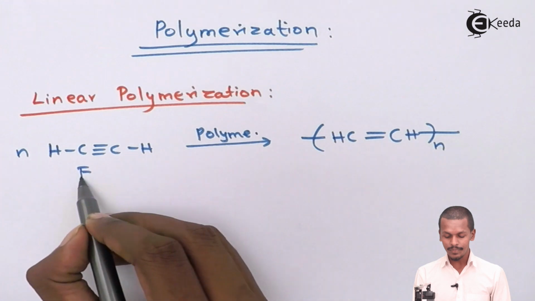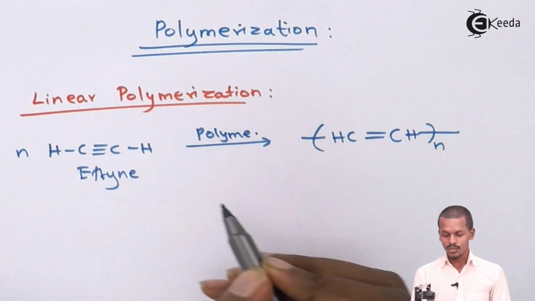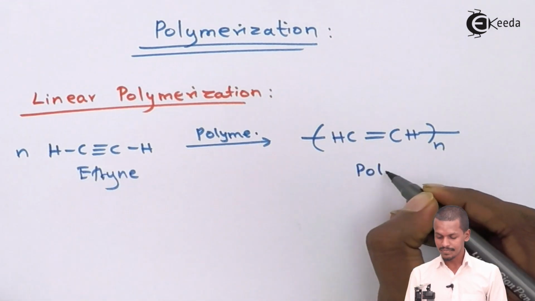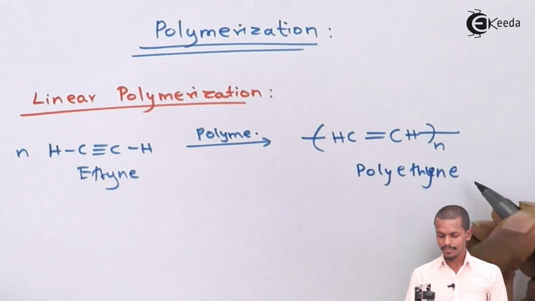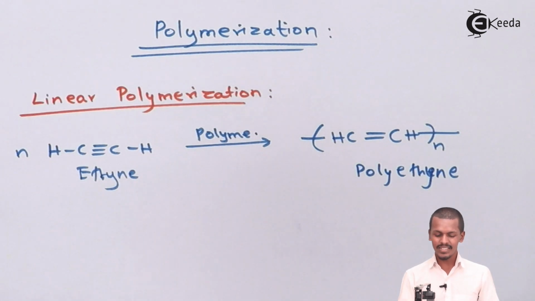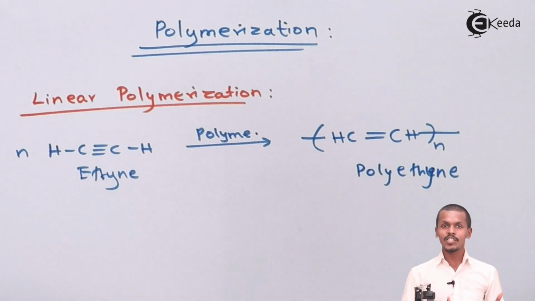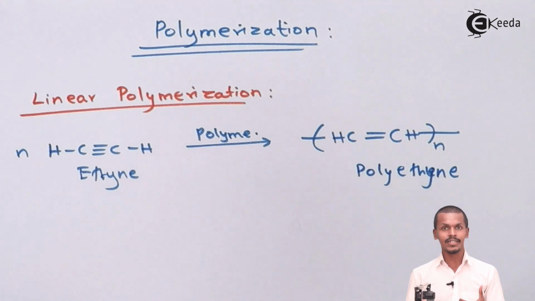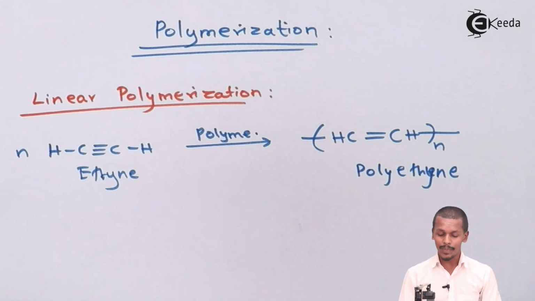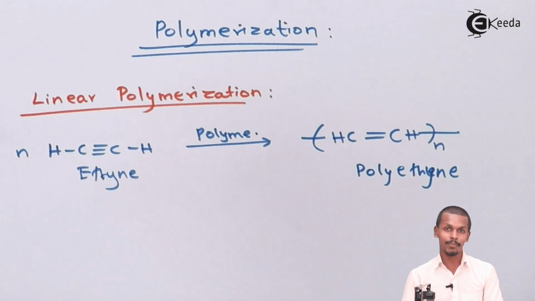While this one was ethyne, the name of this polymer would be polyethyne. This is what we get from linear polymerization, and different conditions are required to form polyethyne. This polyethyne acts like a good conductor, and that is the reason polyethyne is used in many devices, and it has various applications. So now let us move on to the other polymerization that I was talking about, and that was cyclic polymerization.